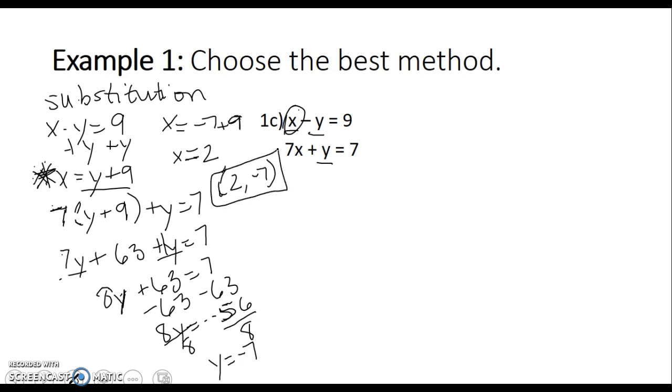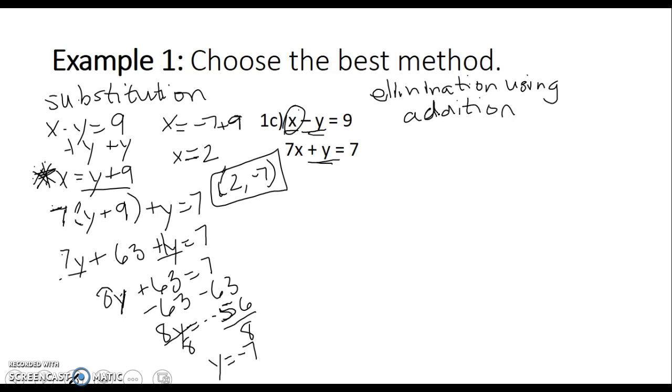You might have also seen that this particular one, it may be good to do elimination because I have negative y here and positive y. I can very easily eliminate that y. So I could also do elimination using addition. So I'm adding those two equations together.